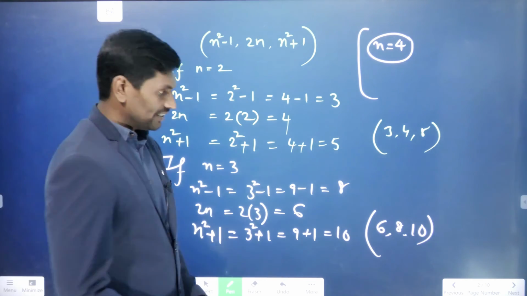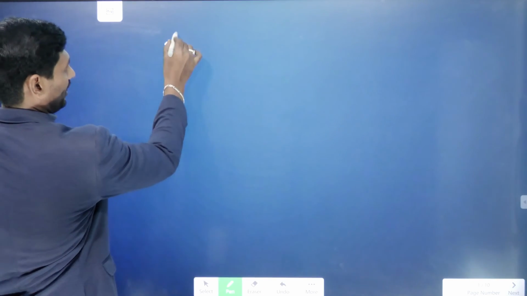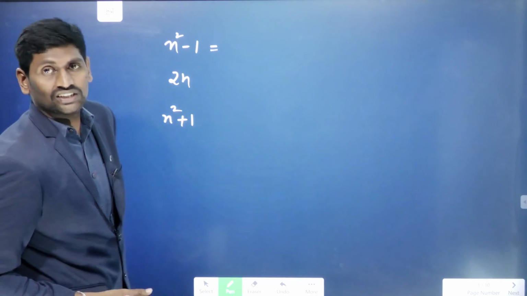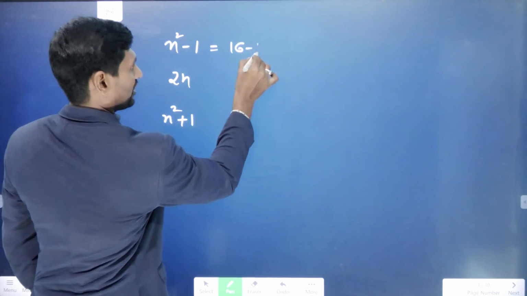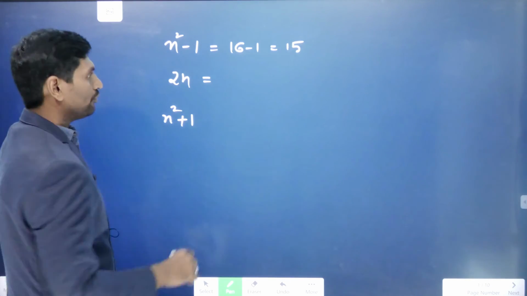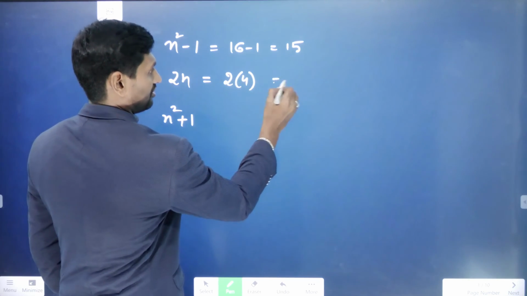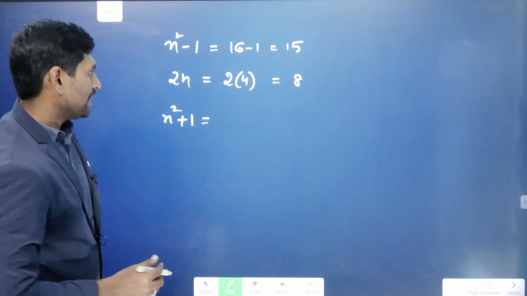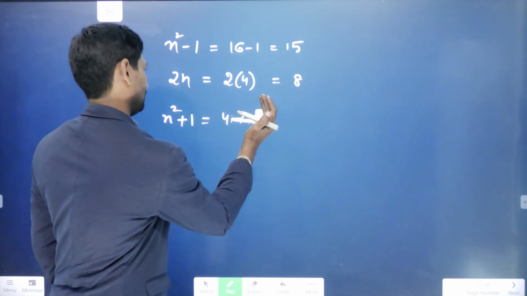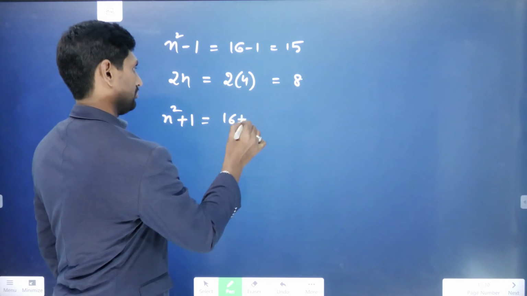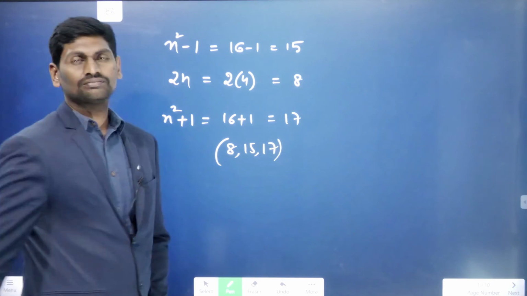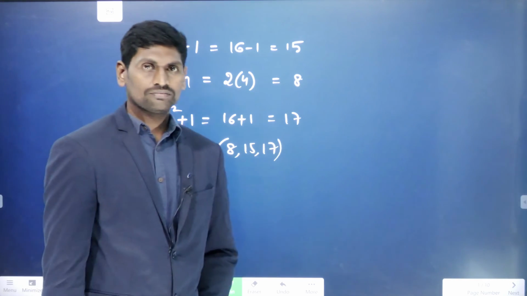Okay, let us see n is equal to 4. Now find n square minus 1, 2n value, n square plus 1. Quickly. N value 4, 4 square 16, 16 minus 1, 15. 4 square means 4 fours are 16, right? Now 2n value, 2 fours, 8. Now n square plus 1, so 4 square plus 1, 16 plus 1, 17. Therefore 8, 15, 17.